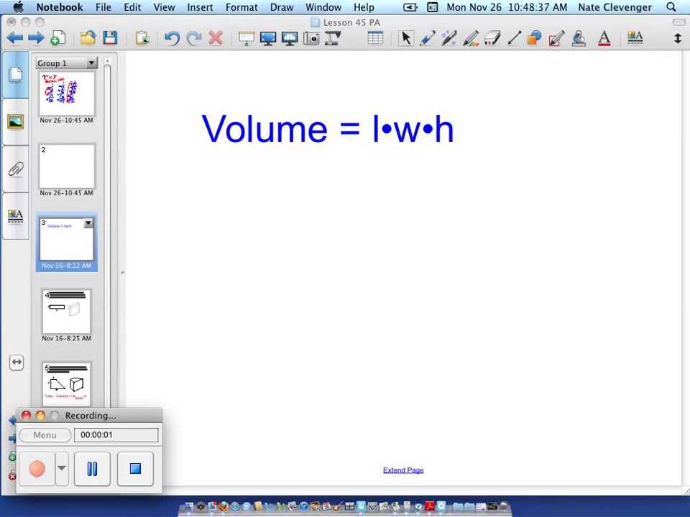Okay, lesson 45 is talking about volume of rectangular solids to begin with. We're also going to learn to take volume of shapes that aren't just box-shaped figures.